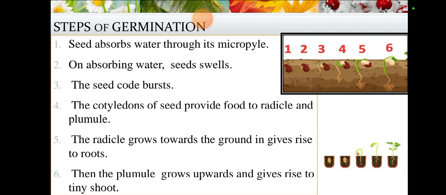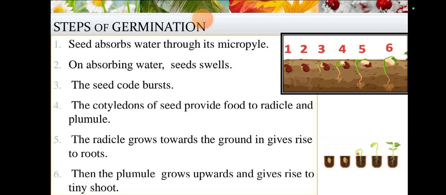Next, the seed coat bursts to make a seedling. The cotyledon of the seed provides food to the radicle and plumule. Radicle means root and plumule means shoot. R for radicle and R for root, and P for plumule and S for shoot.